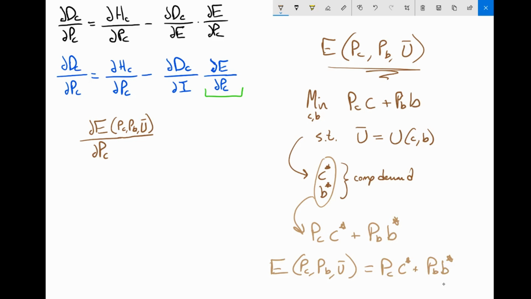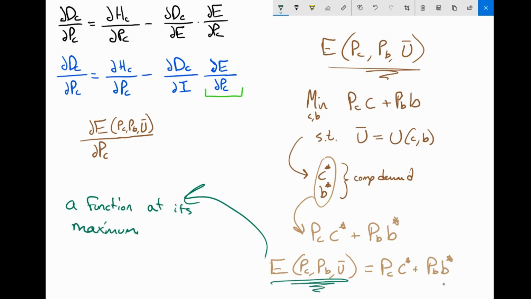All right, so that's what this function is. The expenditure function is a function at its maximum. That's what this function is. It is the expenditure function at its maximum point. It is now a function of the parameters of the model rather than the variables, because the variables have been optimized and plugged back in. So this is a function at its maximum.